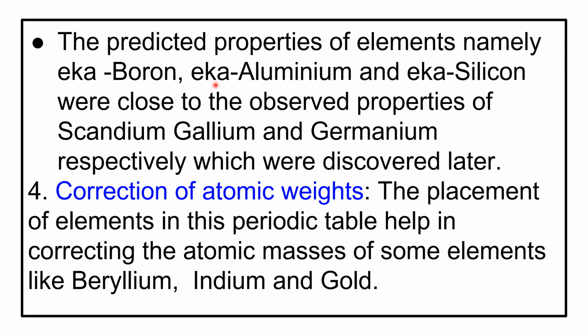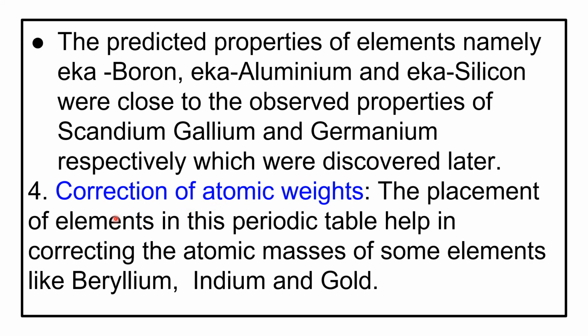In the same way, eka aluminum is an element which was missing then. And later on, it was observed that eka aluminium is an element with properties similar to aluminium, and it is nothing but gallium. Same way, eka silicon was germanium. So, in this way, he predicted the properties of the elements which were unknown also, and left places for them with their characteristic element.